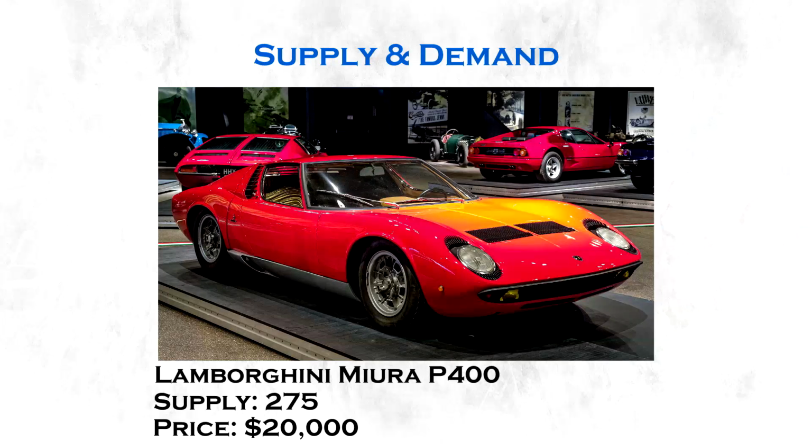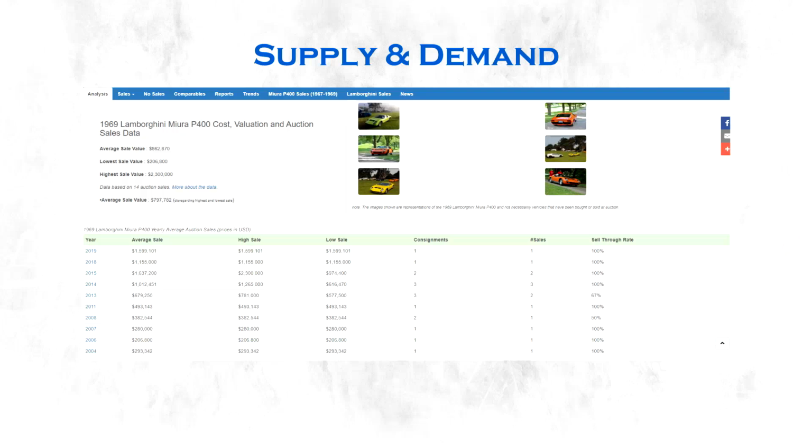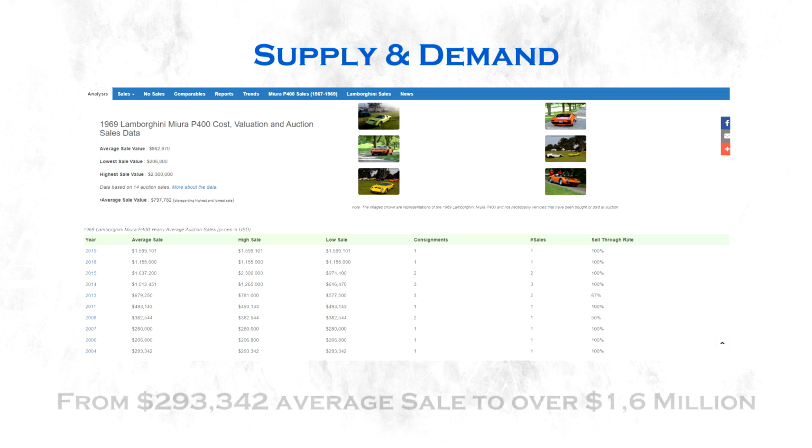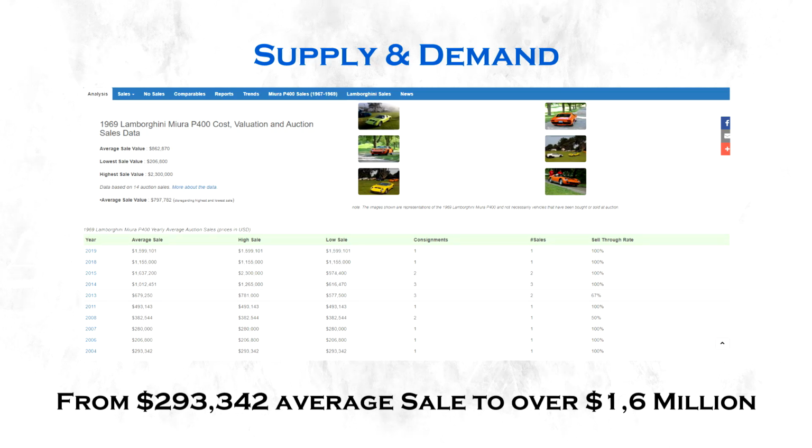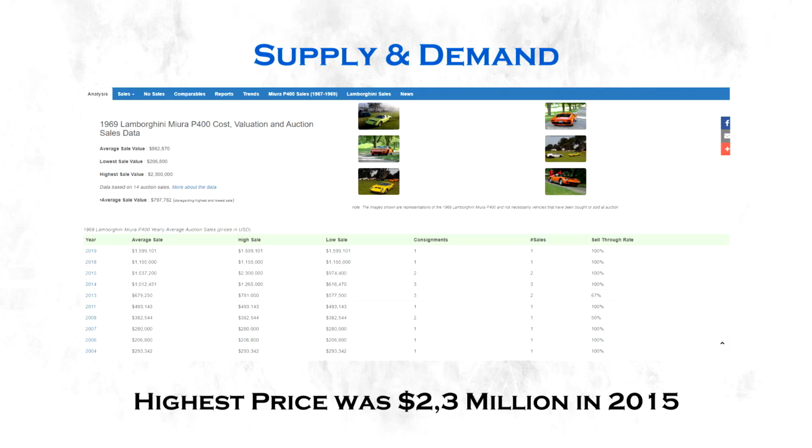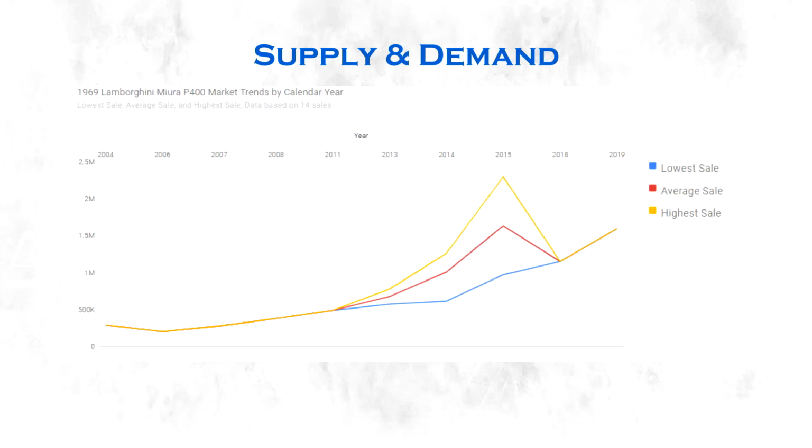If the supply is low but there are a lot of buyers that want to buy this car, the price will go up. Let's take a look at the value trend for this car from 2004 to 2019. As you can see, the price went up big time, from an average sale of $293,000 to over 1.6 million US dollars in 2019. And the highest price that this car was sold was 2.3 million in 2015. Now check the price movement of this market from 2004 to 2019. Every market works like that.